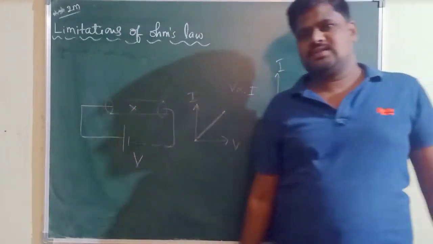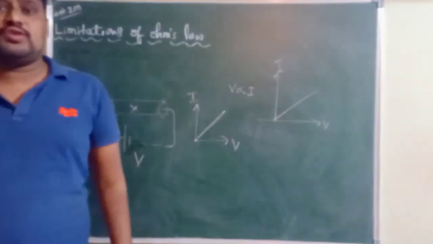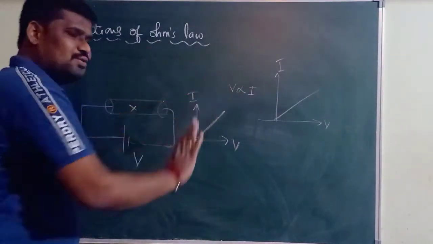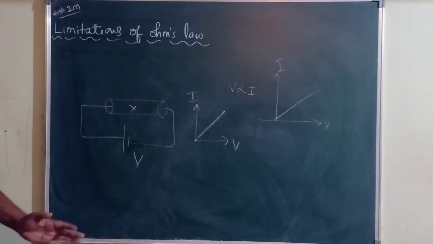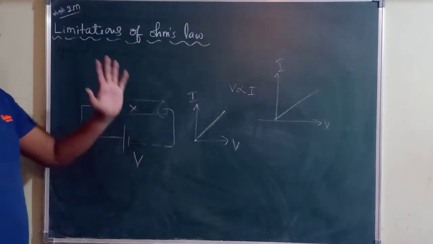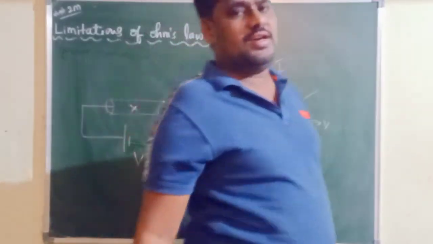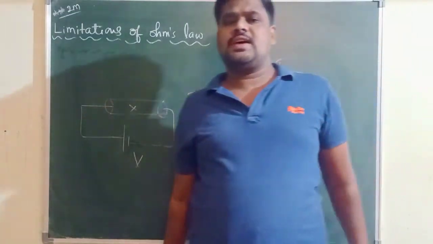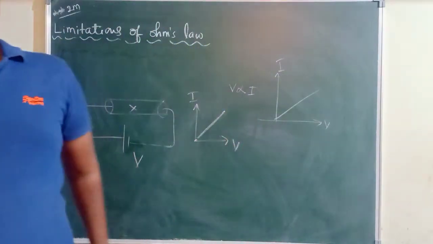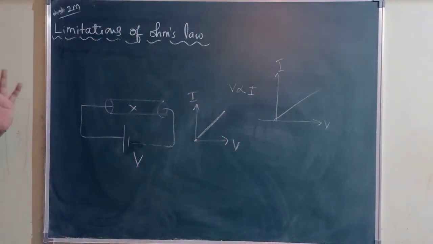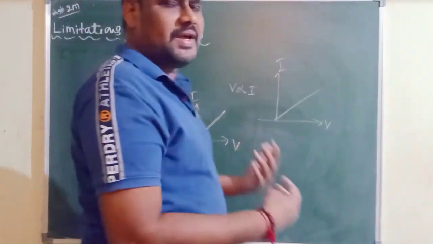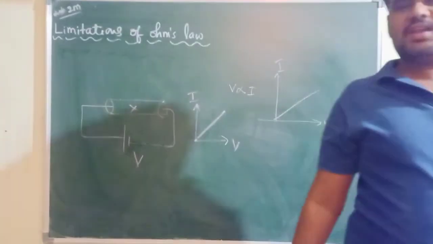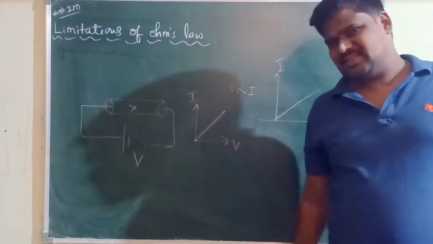What are ohmic devices here? The devices for which voltage is directly proportional to current. Take any device, an electronic device you consider. If voltage and current are proportional to each other, then definitely Ohm's law is applicable. Such devices are called ohmic devices. Then what are non-ohmic devices? Very simple. The devices for which Ohm's law is not applicable are called non-ohmic devices.